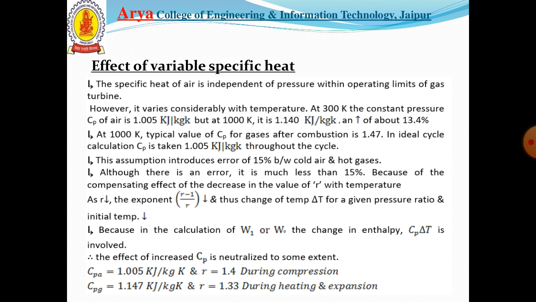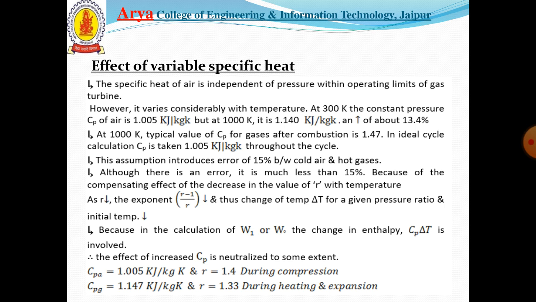The effect of variable specific heat. There are different points. First, the specific heat of air is independent of pressure within the operating limit of a gas turbine. However, it varies considerably with temperature. At 300 Kelvin, the constant pressure Cp of air is 1.005 kJ per kg Kelvin, but at 1000 Kelvin, it is 1.14 kJ per kg Kelvin, an increase of about 13.4%. At 1000 Kelvin, the typical value of Cp for gas after combustion is 1.147.